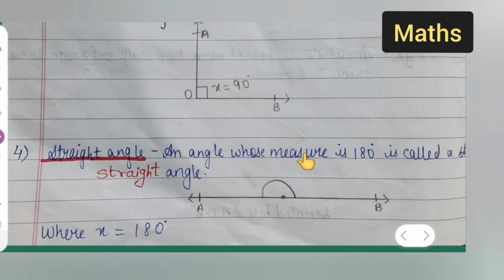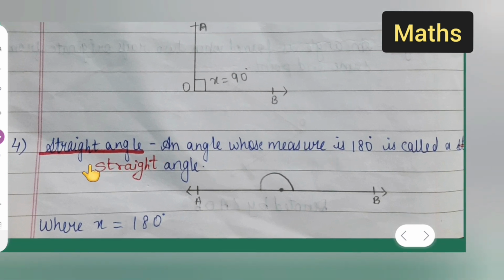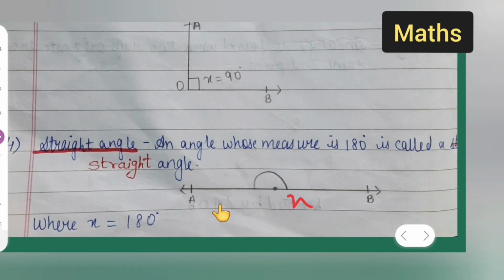Okay, now this is a straight angle. Let us see. Straight angle: an angle whose measure is 180 is called a straight angle. If the measure over here is x, and the measure is 180, then you can say it is a straight angle, where x is equal to 180 here. So an angle whose measure is 180 is called a straight angle. Now let us see the next part.